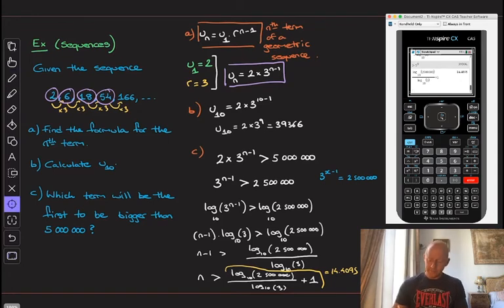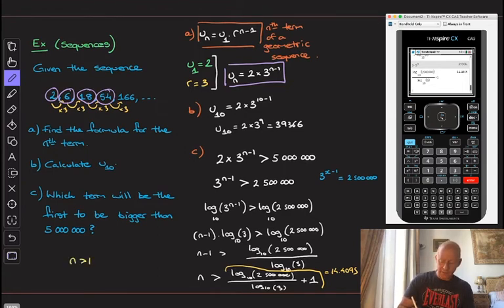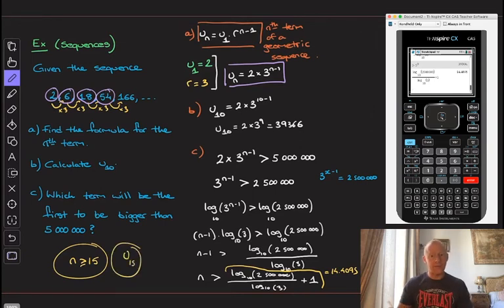And here's the trick. Remember what n actually is. n tells us which term we're dealing with: first term, second term, third term, etc. n is a whole number. In fact, it's a positive whole number. So we're looking for the first positive whole number which is bigger than 14.4095. I'm sure you have no trouble seeing that the first number n has to be greater than is 15. And so n has to be greater than or equal to 15, and therefore the first term would be u sub 15, the 15th term.